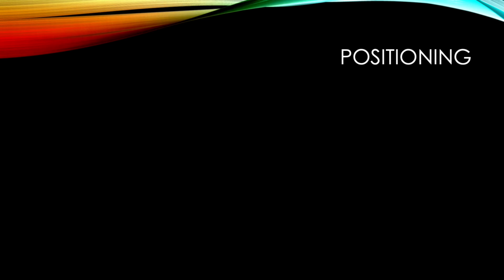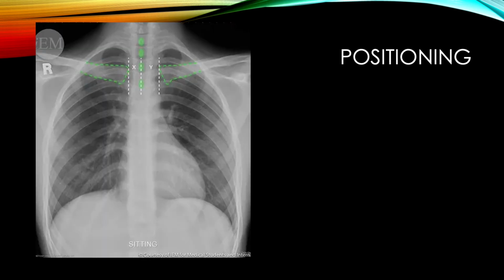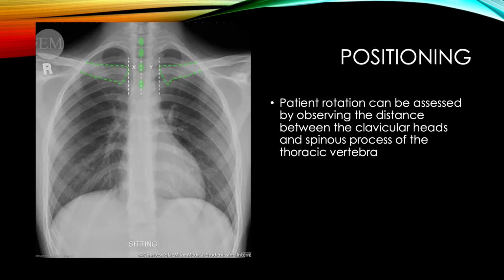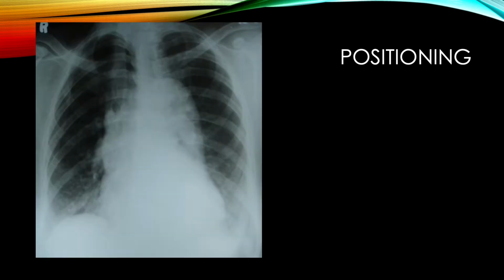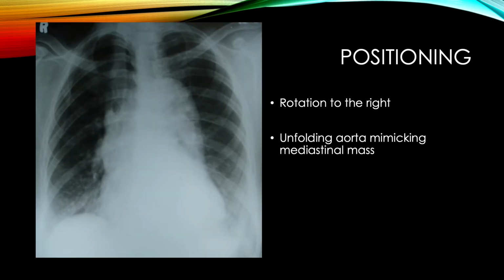Next, positioning. There should be no rotation on a PA or AP chest radiograph. Patient rotation can be assessed by observing the distance between the clavicular head and the spinous process of the thoracic vertebra. Look at this X-ray. The patient is rotated to the right. The unfolded aorta mimics a mediastinal mass.